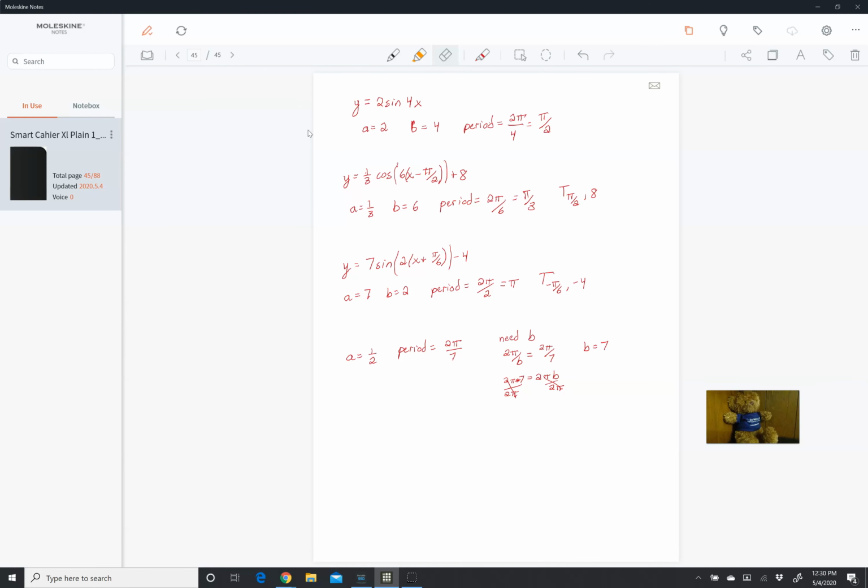So what does this mean our graph is? I would have to tell you which function to use. This is cosine: 1/2 cosine of 7x is equal to y.